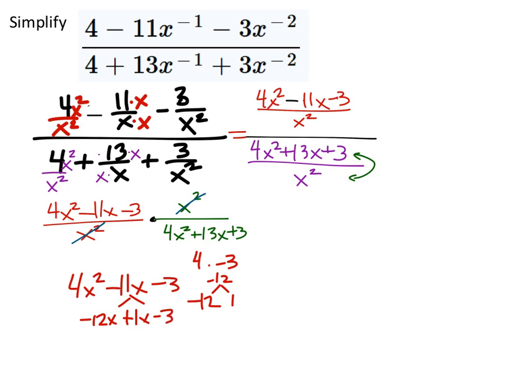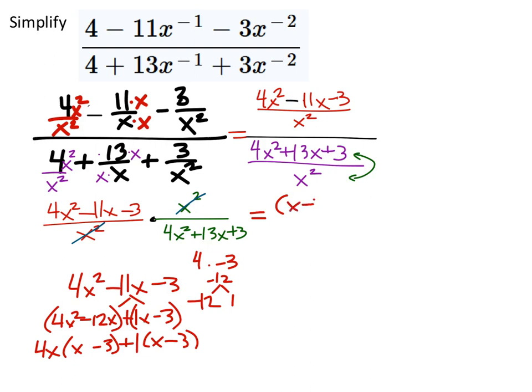Of course, we've got the minus 3 and the 4x squared. And from here I can factor out a 4x, which makes that x minus 3. And in that second set I can factor out a 1, which makes that x minus 3. So in my numerator now, I can factor that as x minus 3 times 4x plus 1.